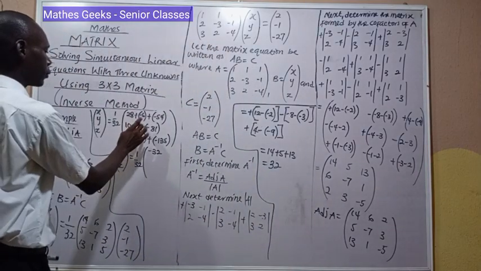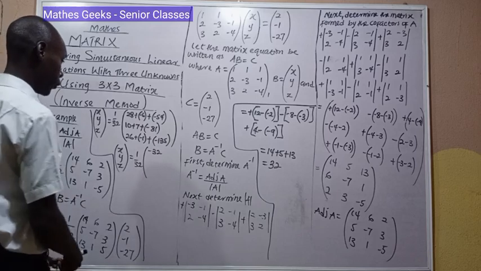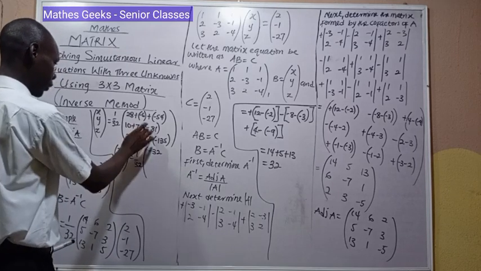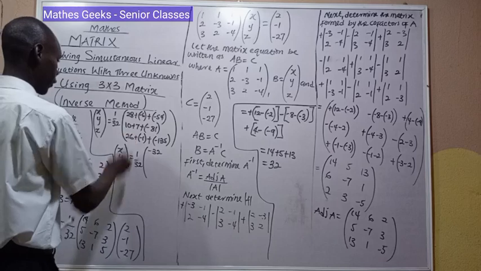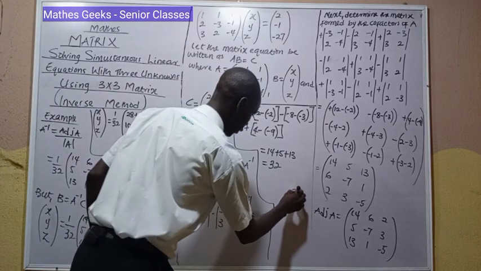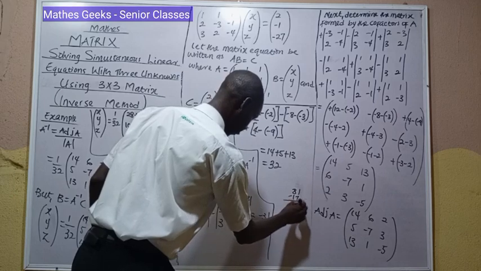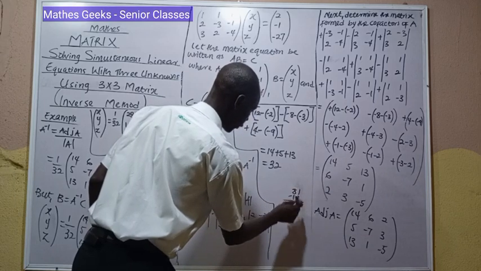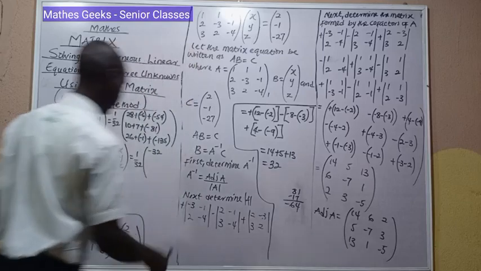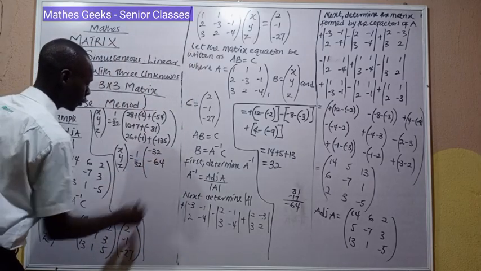Then 10 plus 7, plus times minus is 81, so minus 81. 10 plus 7 is 17. So 81 minus 17 is 64, minus 64.